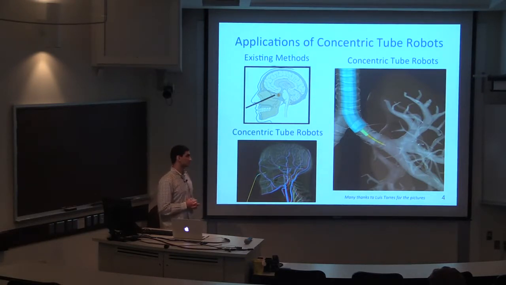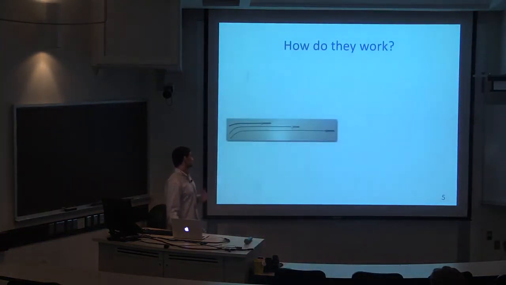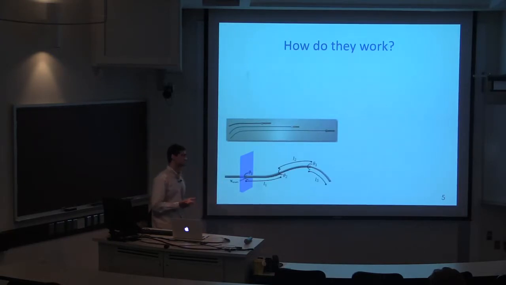Why is it called concentric tube? I'll get to that in a second. Okay. These robots sound pretty cool, but we might want to know how they really work. So these robots are built from these concentric tubes. In here we have 3 tubes. And when put together appropriately, the robot may look something like this.